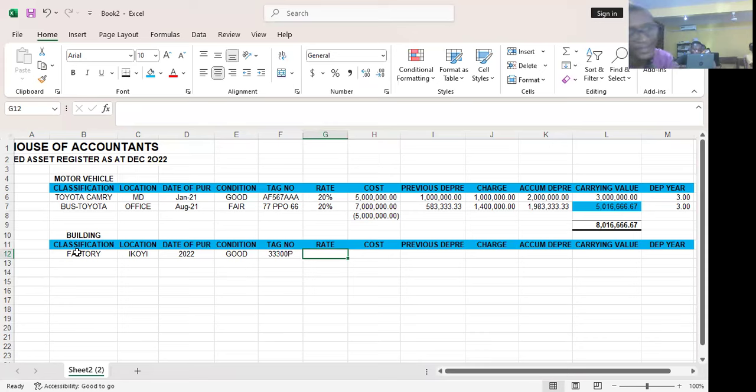Now rate. Let's say the building would be 50%. Why am I using 50%? Building will last longer than a motor vehicle. There's no standard. It's only cars that have a standard. That is why we have capital allowance. So tax people will say, Oga, this 20% and 50% you are putting here, we are not agreeing. You will now compute their own. So you can choose your own rate, but the rate should be reasonable.